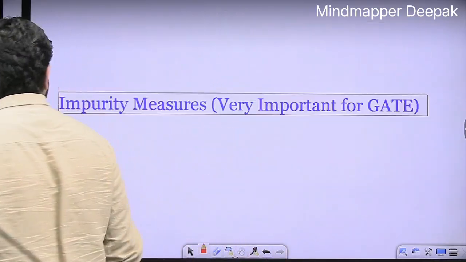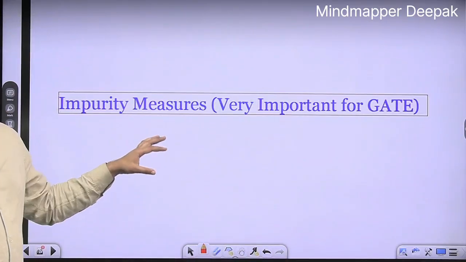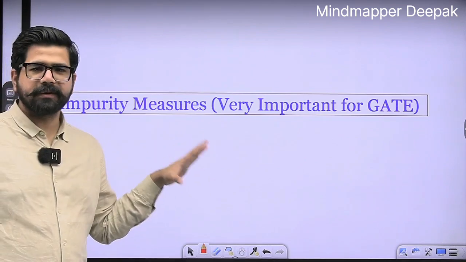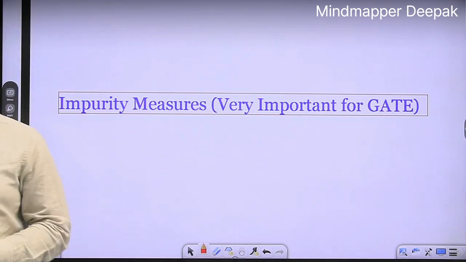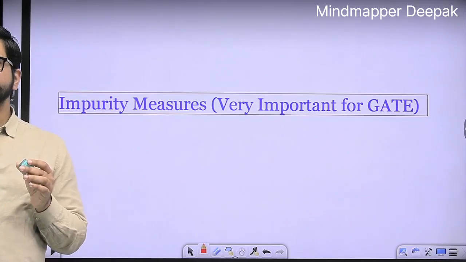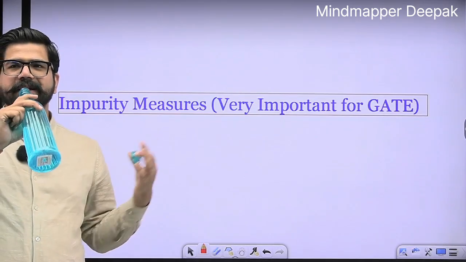That's great. Now, impurity measures, one of the most important concepts with respect to your GATE part. So you can proceed with these impurity measures first. What are the impurity measures and how you can measure the impurity, that can be important.